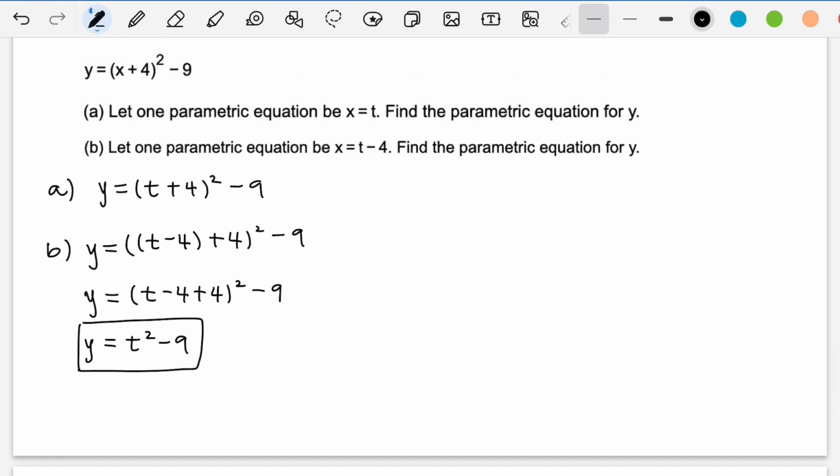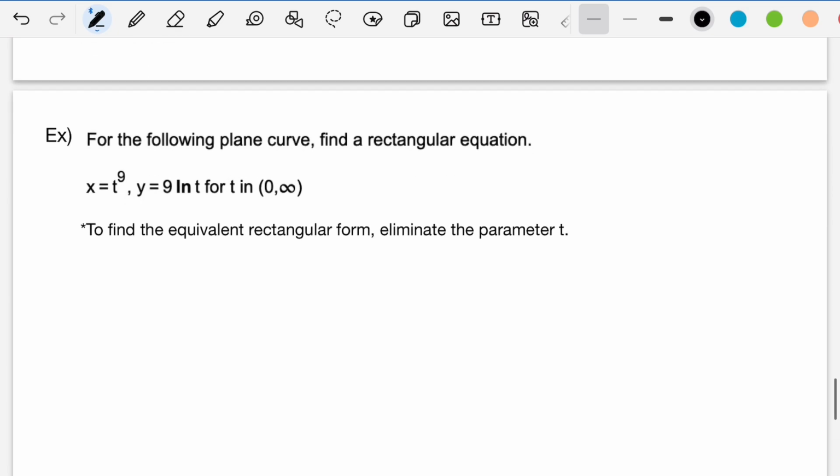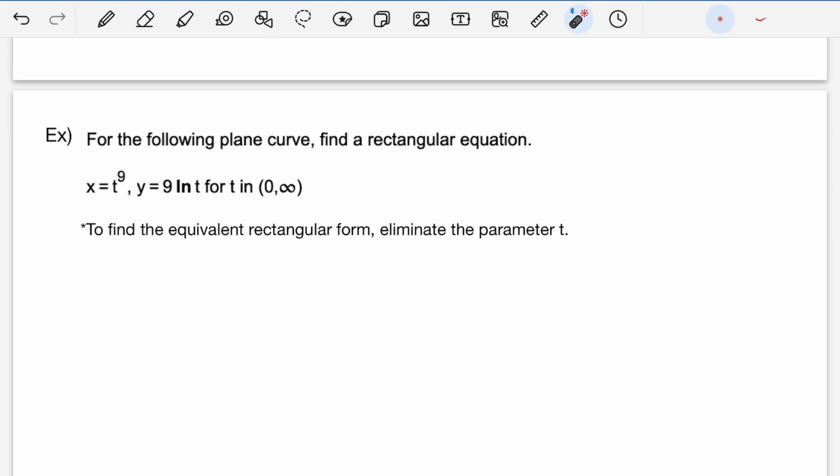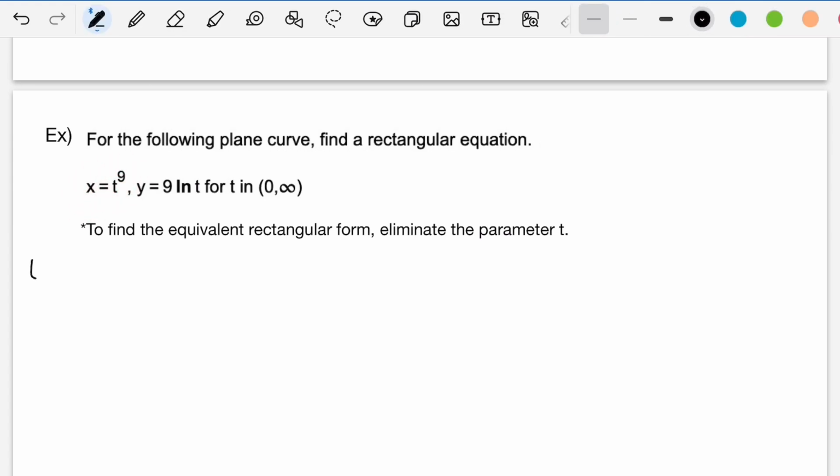Now let's look at another example. We have the following plane curve given by these parametric equations here, and what we want to do is find a rectangular equation. Now, in order to find an equivalent rectangular equation given a set of parametric equations like this, what we want to do is eliminate the parameter t. So these are not dependent on t anymore. And the easiest way to do that is to rewrite t in terms of one of the other variables. Looking at both of these parametric equations, it'll be easier to rewrite t in terms of x in this case. So that's exactly what we'll do here.